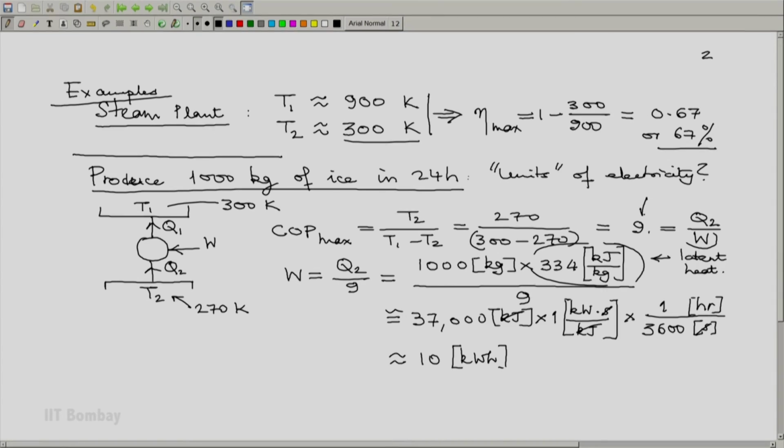Of course, the actual amount of electricity needed will be more than this, because first this is an approximate calculation, second this is the maximum COP that we expect. Actual COP will be much less than 9, and of course we have assumed that water is available at 0 degrees C. If it is available at anything higher than that, a higher amount of energy will be needed. So, this type of back of the envelope calculations, it is something we can very easily do after whatever we have studied so far.